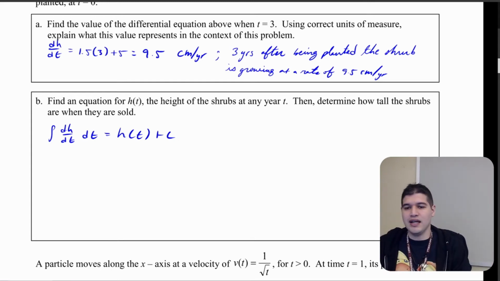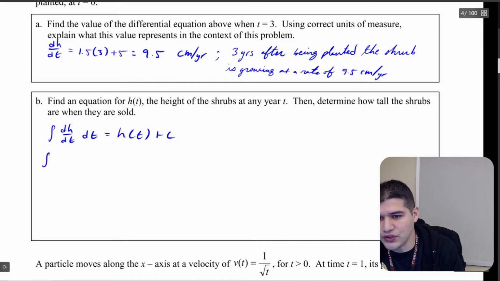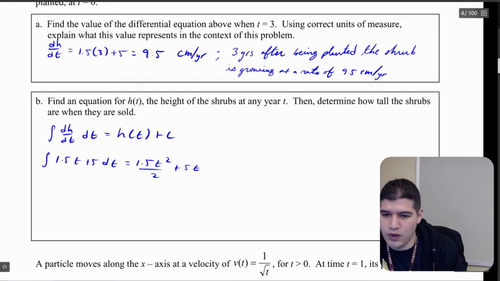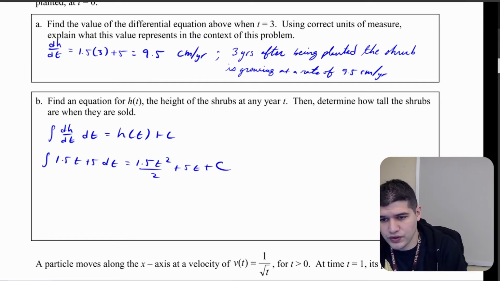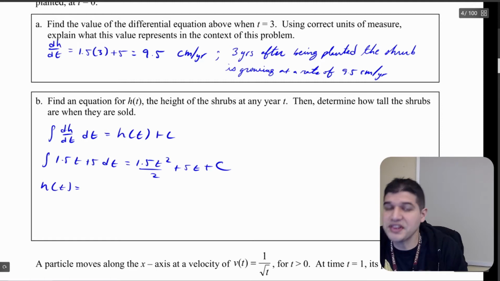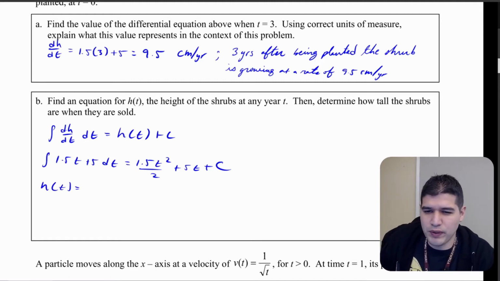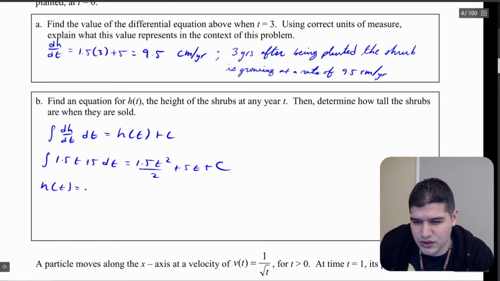All right, so let's find this antiderivative first. This is going to be the integral of 1.5t plus 5 dt, and that is going to get me, add 1 to the exponent, so 1.5t squared over 2 plus 5t over 1 plus my constant. So the height, h of t, with the constant value is going to be 1.5 divided by 2, that's 0.75, so 0.75t squared plus 5t plus c.